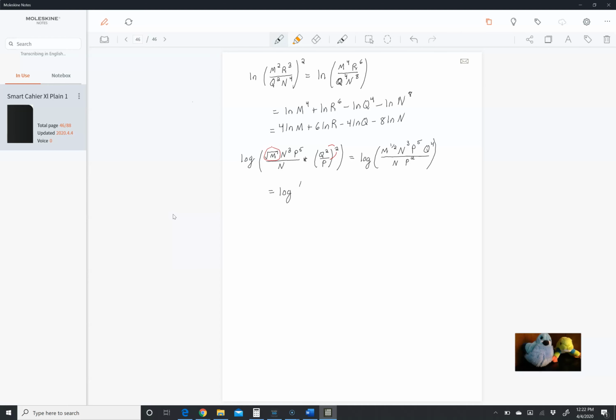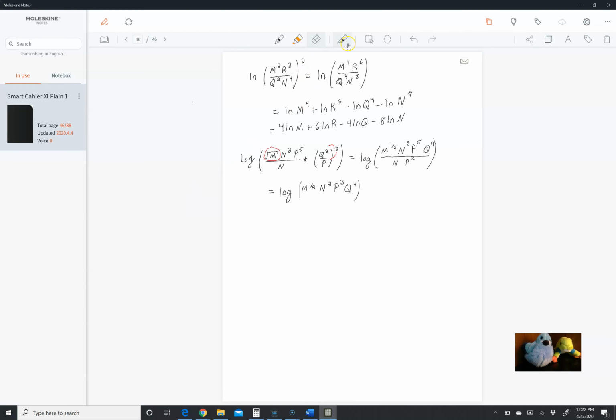Now we can simplify that just by combining. We have m to the 1/2, and this is n cubed over n, which is just n squared. p to the 5th over p squared, we subtract the exponents and we just get p cubed. And then we have q to the 4th. Okay, I probably didn't need such a giant parenthesis here, so we could just take that out and make it a little bit smaller.